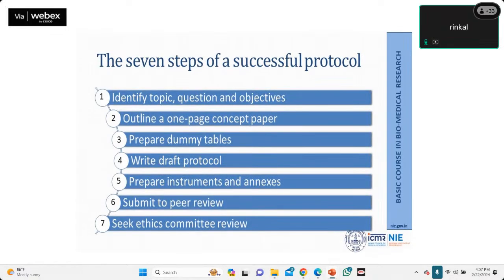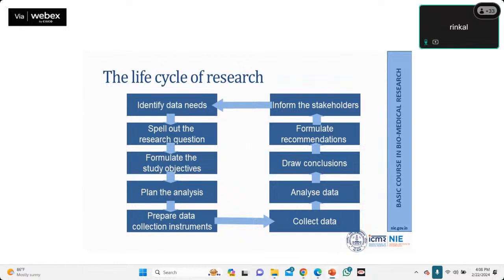Till now, more or less, we have discussed the steps of a good protocol. Usually these are the seven steps. We identify a topic and then frame a question and objectives related to that topic. Then we prepare a concept paper, dummy tables, then a detailed protocol, then the instruments, such as questionnaires or forms, and annexes. Then we submit the protocol for peer review and then ethical review. These are the usual steps of a good, successful protocol. Usually research goes on in this cycle.